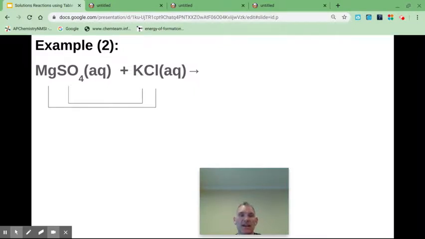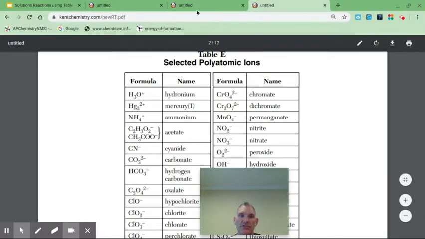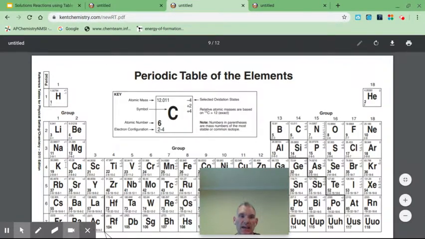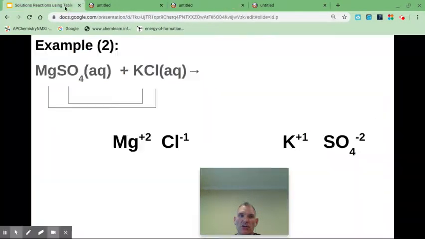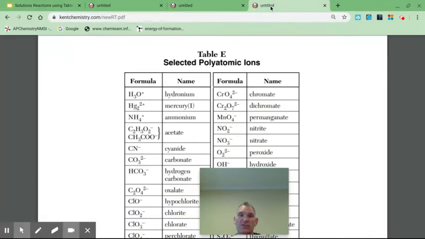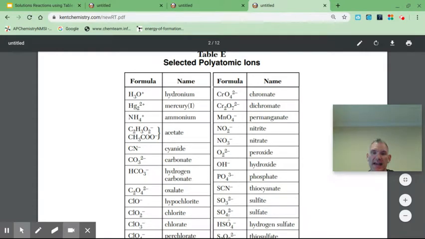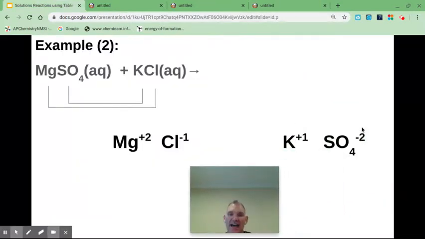So now I do step 1. I need to look up Mg, Cl, K, and SO4. Mg, Cl, and K are all on the periodic table. Mg is +2, K is +1, Cl is -1. So I know where these 3 things come from. SO4 is a polyatomic ion, so I must go to table E and look up SO4, and SO4 has a -2 charge. That gives me all of the charges that I need.